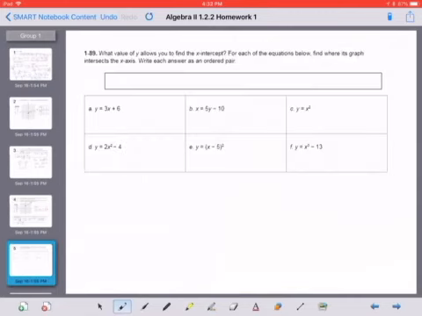The next problem says, what value of y allows you to find the x-intercept? For each of the equations below, find where its graph intersects the x-axis. So you should write each as an ordered pair. This part right here is where most people lost their point. They wrote the correct answer, but did not write it as an ordered pair.